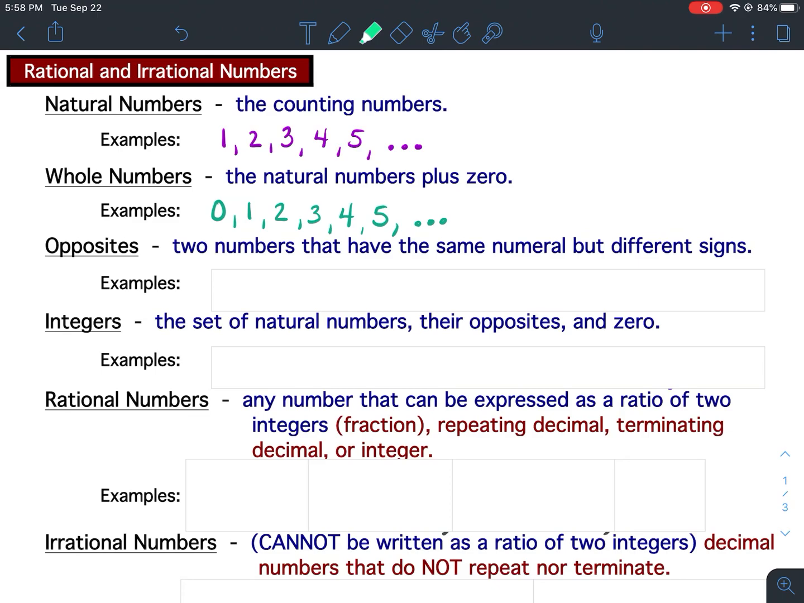Opposites. We talked about opposites in our first lesson with integers. Opposites are two numbers that have the same numeral but different signs. In other words, 5 and negative 5, negative 20 and positive 20, negative 500 and positive 500. Pause your video and get all that written down.